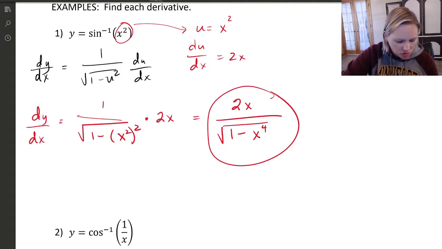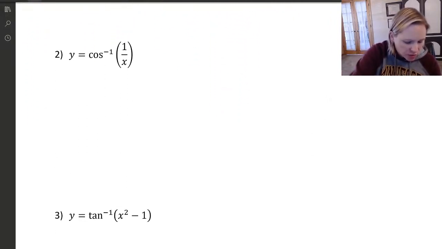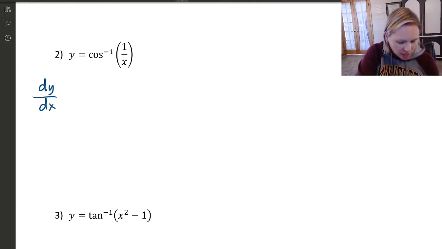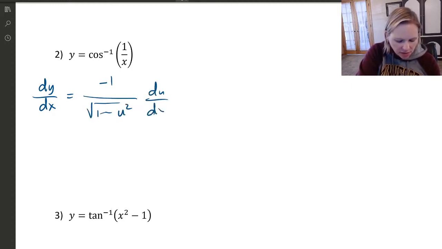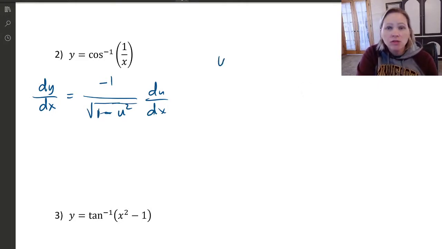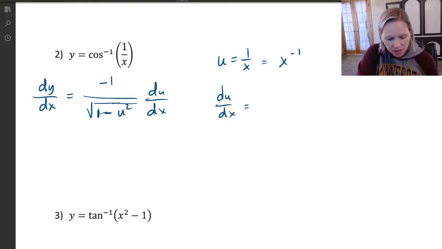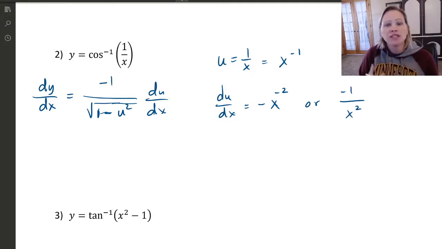So let's keep going. Let's try a couple more. Here's one that's the cosine. So remember, dy dx for cosine is going to be negative 1 over the square root of 1 minus u squared times du dx. So this is the formula that I'll be using for this one. So I'm going to identify u. U is just 1 over x, or x to the negative 1, which means du dx is going to be negative x to the negative 2, or negative 1 over x squared. So that's my du dx.